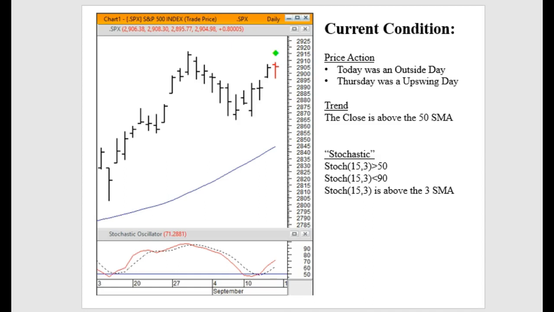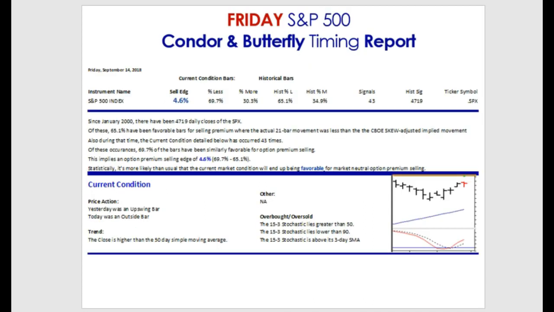All 3 dimensions brought together make for a market condition that has occurred roughly 43 times since January of 2000. It's not too many, and that's because of the outside bar that you see there from Friday. That price action has not occurred that often in an uptrend where the stochastic is also in an uptrend like that. So, with that said, let's go to the Condor butterfly timing report.